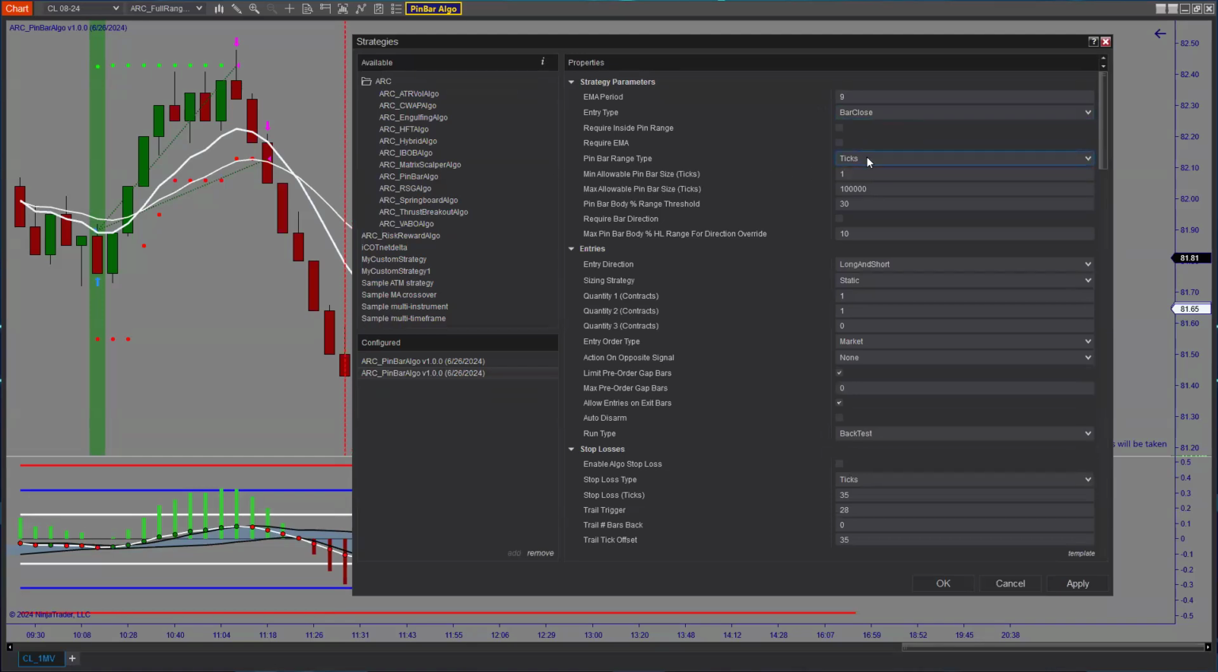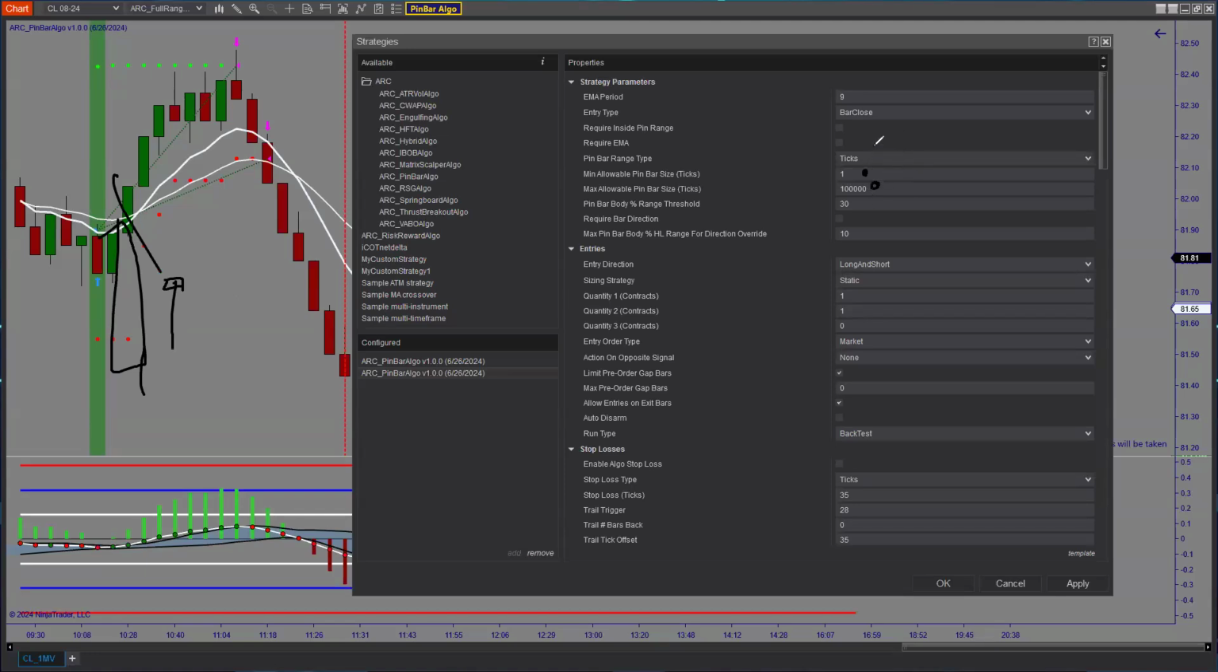Pin bar range type. So you can do ticks or you can do ATR. For your range type, what it's saying is what's your minimum pin bar size? Obviously, on a range chart, it's completely meaningless. But on a variable range chart, let's say you have a tiny little pin bar, and it's way outside of the normal size of the bars. Well, that could be completely meaningless to you. So you can set a minimum and a maximum allowable on the pin bar size.